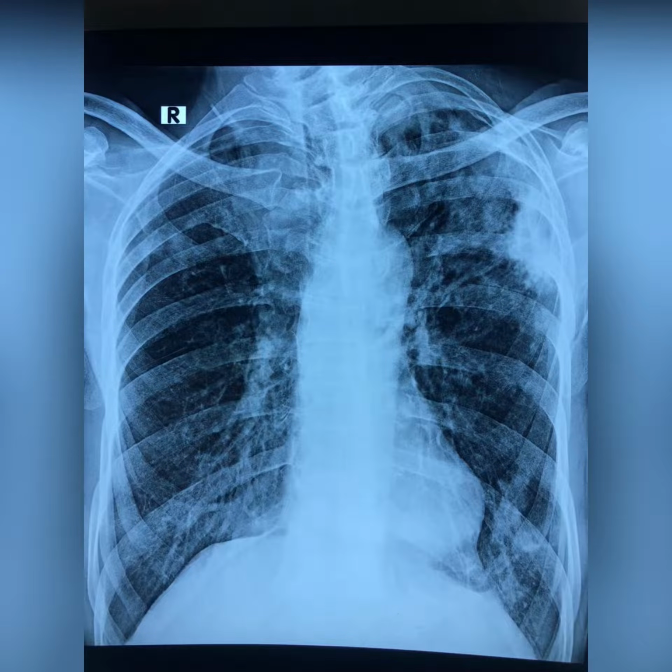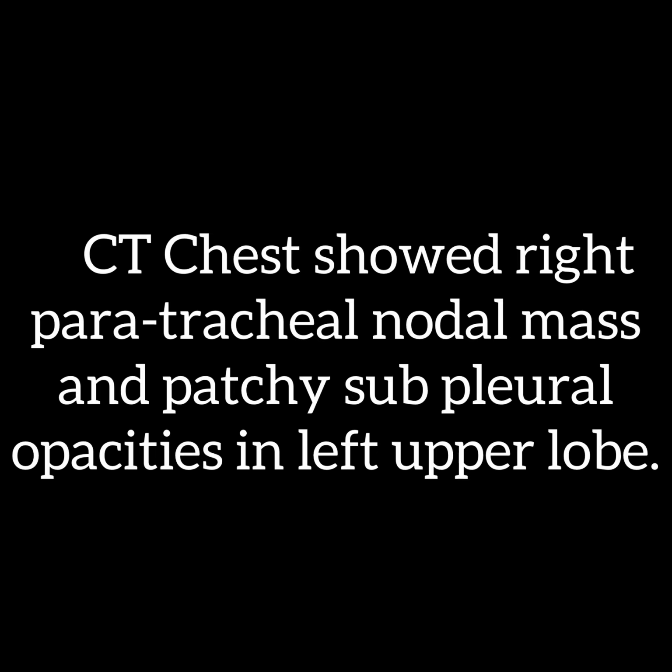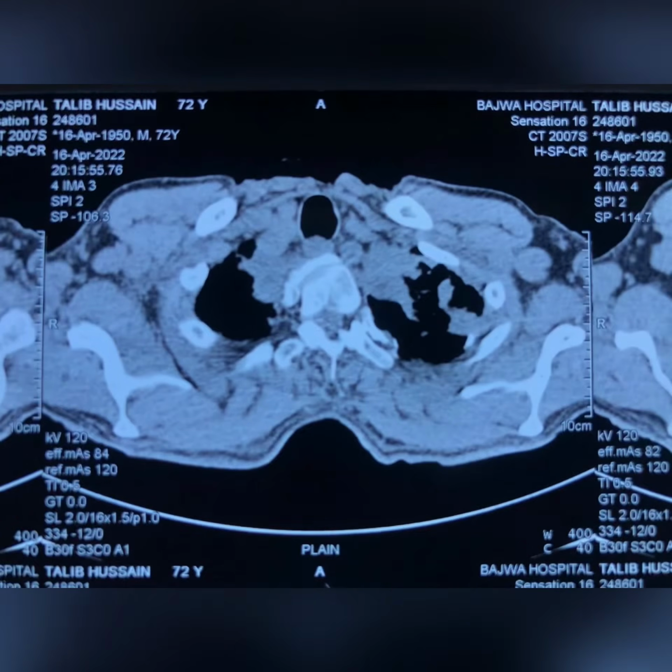This is the chest radiograph of the patient. The film is hyperinflated and there are two opacities, one in the right paratracheal area and the other in the peripheral area of the left upper lobe. The CT of the chest showed a right paratracheal nodal mass and patchy subpleural opacities in the left upper lobe. Here you can see bilateral lymph nodes.